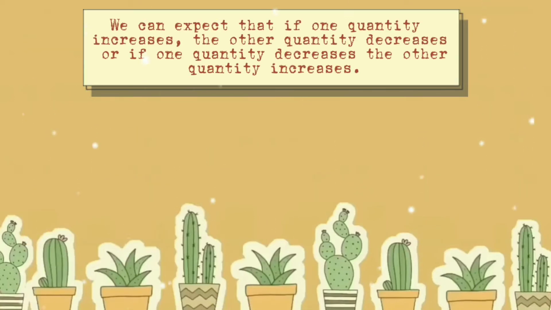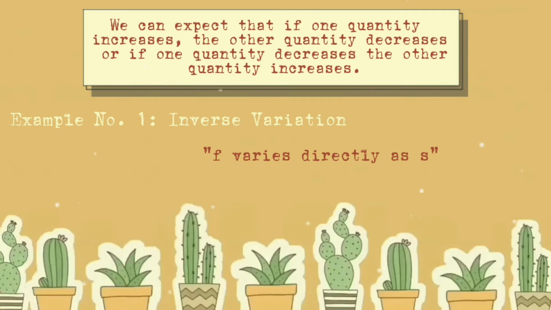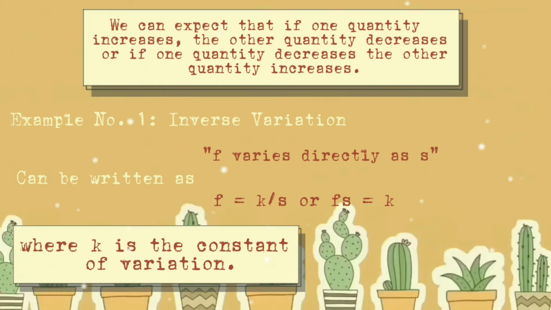We can expect that if one quantity increases, the other quantity decreases, or if one quantity decreases, the other quantity increases. Example number 1, inverse variation. F varies inversely as S can be written as F equals k over S or FS equals k, where k is the constant of variation.